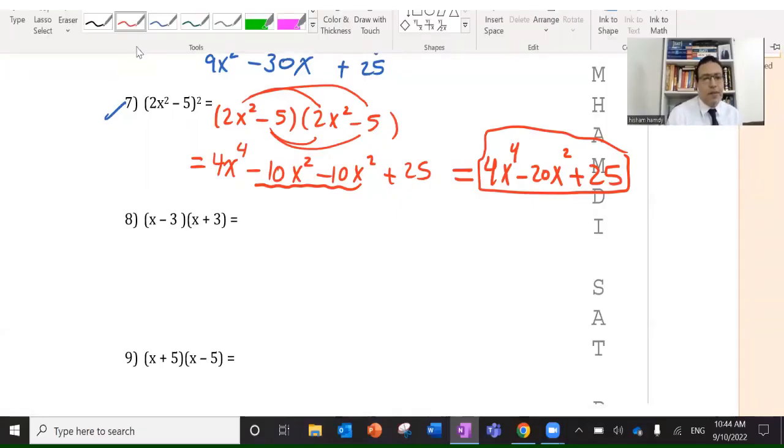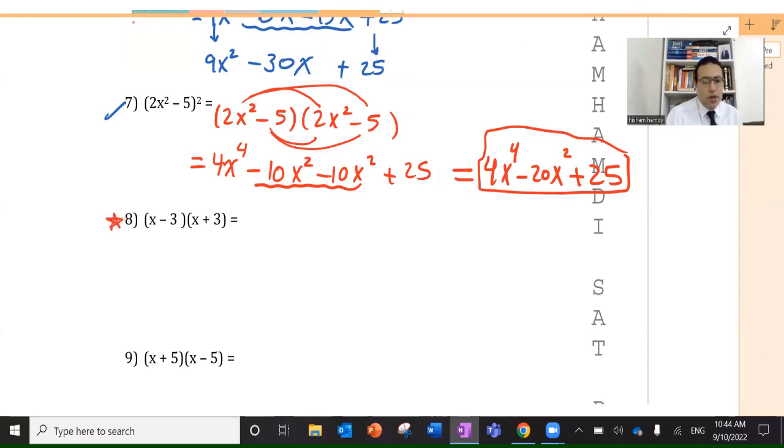Regarding question number 8 and number 9, you should notice something: both of them have the same terms, x and x, 3 and 3, but the difference is the sign. So this is, as we said a few minutes ago, called difference of two squares. All that I have to do is multiply the first by the first and the second by the second. So it's x squared minus.